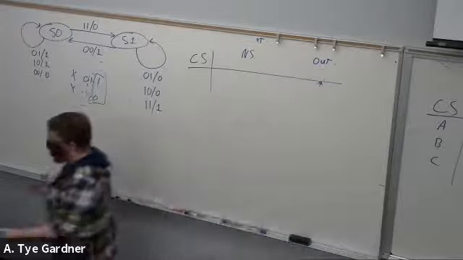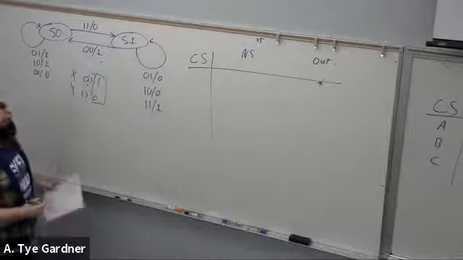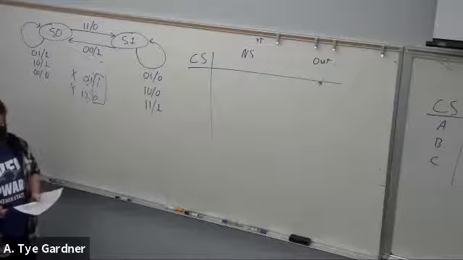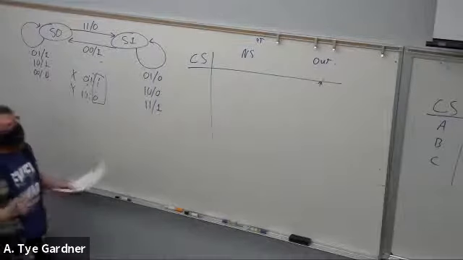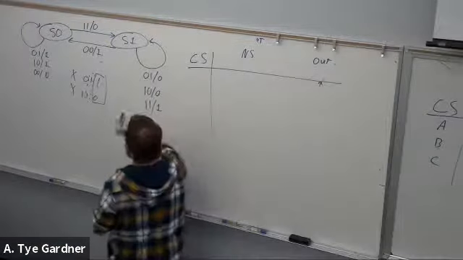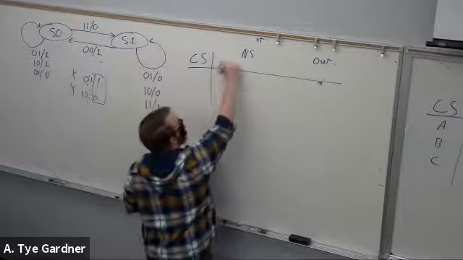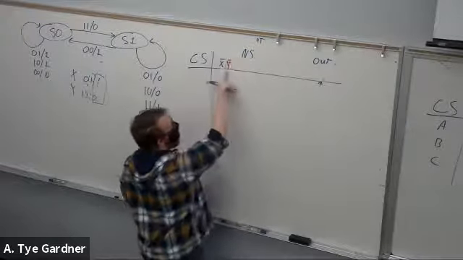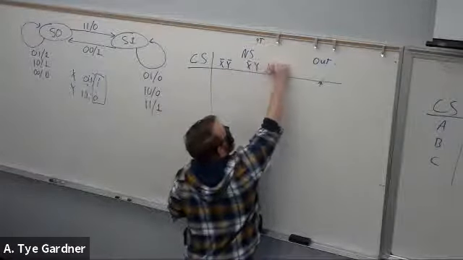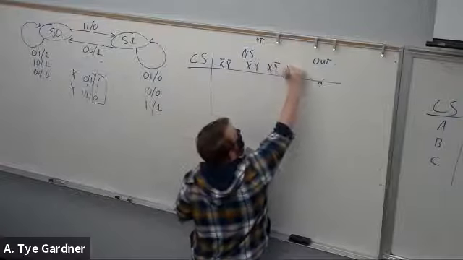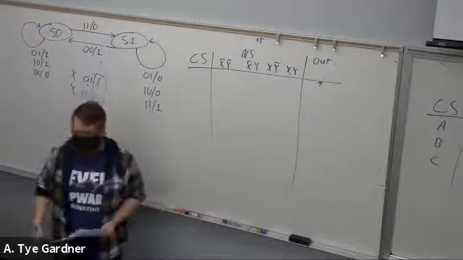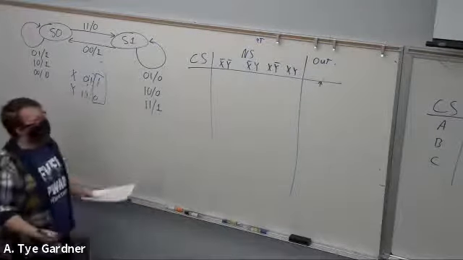Now, the next state gets a little bit more complicated because I don't just have 1 input. I have 2 bits of input. So I have to fill that out for all possible input combinations. So I have to do something like not X, not Y, not X, Y, X, not Y, and X, Y. Those are all my possible input combinations.